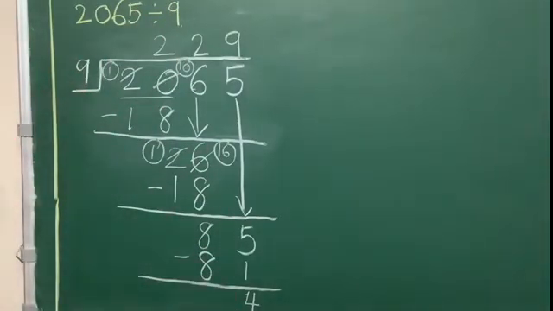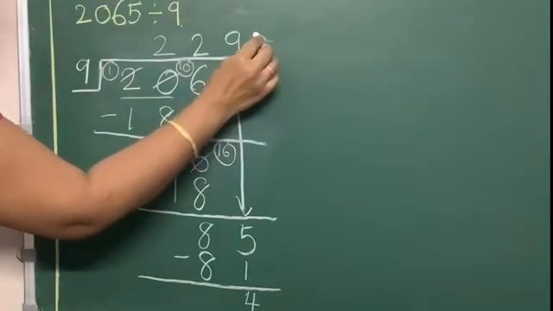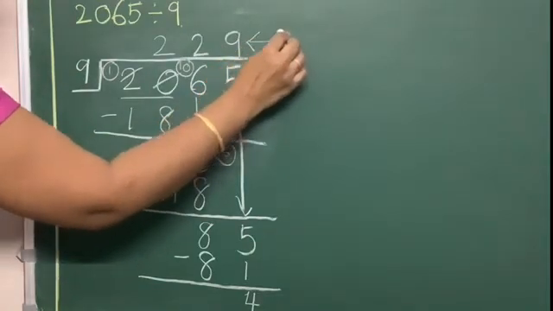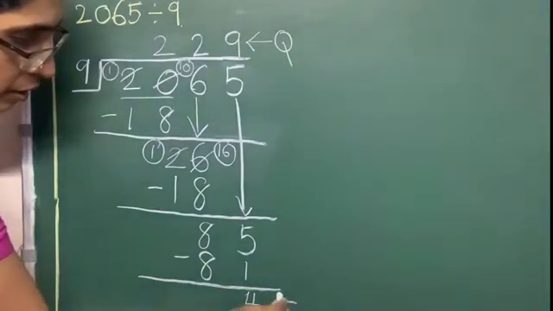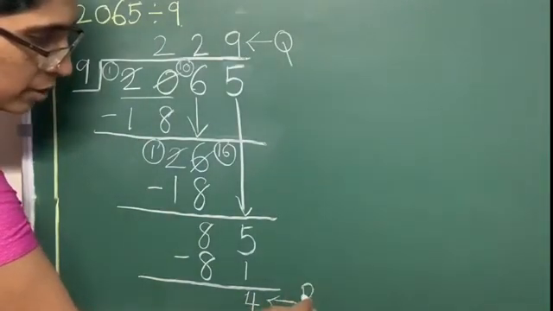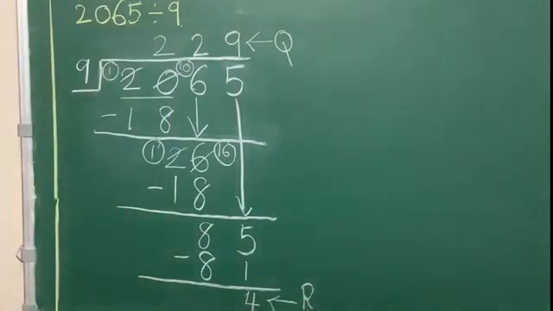Okay. Now as soon as you complete the division, it is important you should write the quotient. 229 is the quotient and 4 is the remainder. It's very important, you have to write like this, children.